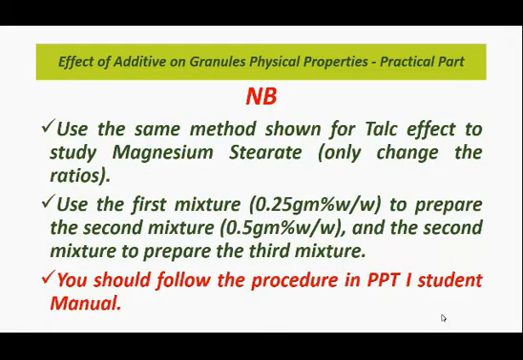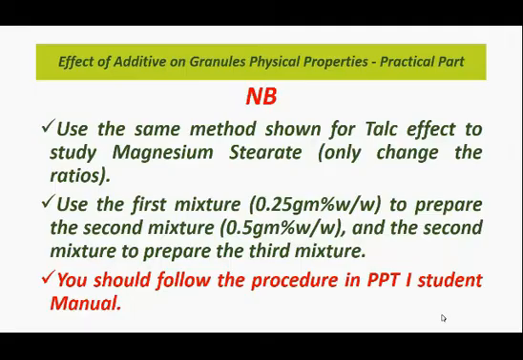This mixture, after performing the 3 required tests or measurements, will be used to prepare the second mixture of magnesium stearate effect, which is 0.5 gram percent. How? By the addition of 0.25 gram magnesium stearate to the first mixture. The second mixture will be tested for flow rate, angle of repose, and Carr's index parameters. Again, the same as other mixtures.